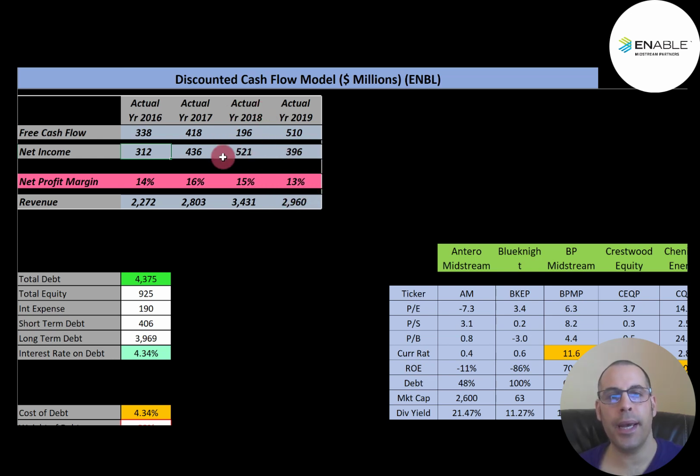I like to see free cash flow at or above net income because free cash flow takes net income and adds back non-cash items. If free cash flow is a lot lower than net income, it's probably investments in capital expenditures. But let's look at the financial statements.